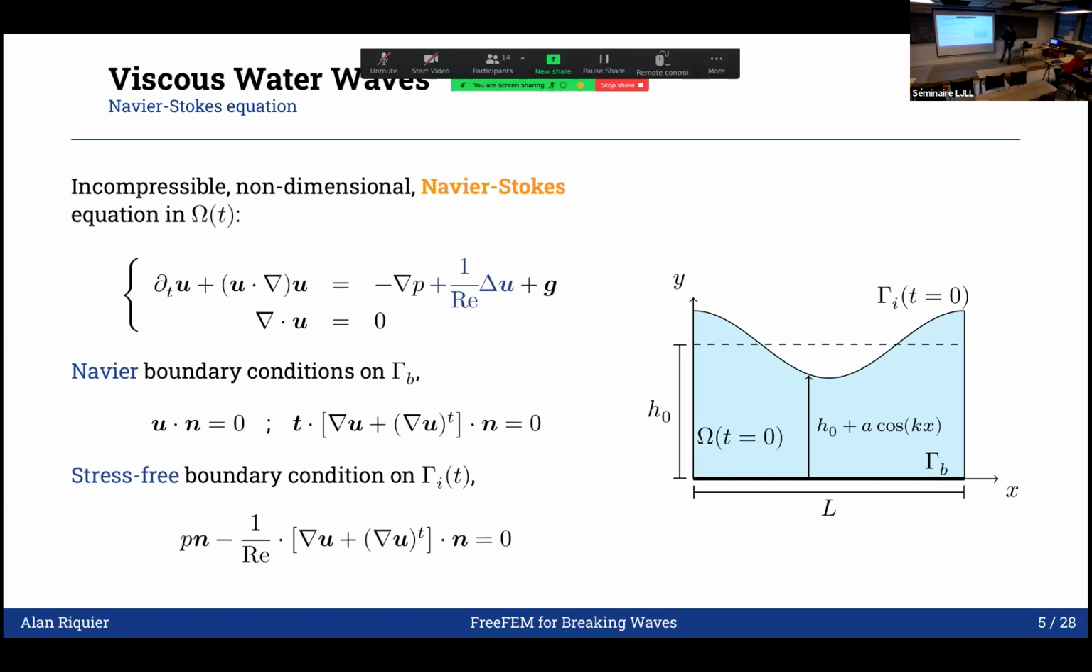And about boundary conditions, I don't want for the moment any boundary layer appearing on the bottom, so I use what's called the Navier condition, which basically says that I don't want the fluid to penetrate the boundary, and I want the tangential stress to vanish on the bottom. On the interface, I use what's called the stress-free boundary condition, which is well known. Basically, the stress tensor must vanish on the interface.